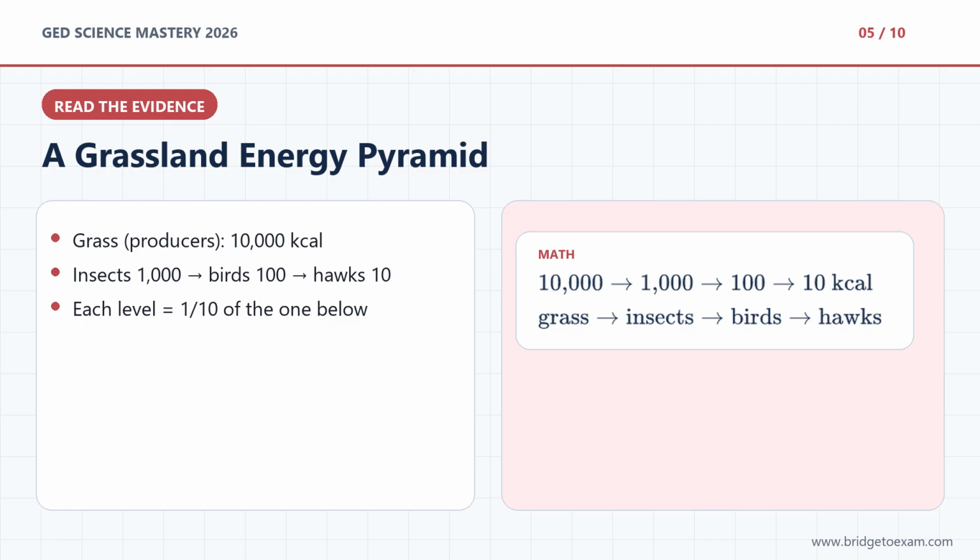Let's read a real GED-style data set. An ecologist estimated the energy available at each level of a grassland. The producers, the grass, hold 10,000 kilocalories. The primary consumers, the insects, have 1,000. The secondary consumers, the birds, have 100. And the top consumers, the hawks, have just 10 kilocalories. Read those numbers going up: 10,000, 1,000, 100, 10. Each level is 1/10 of the one below it, a perfect picture of the 10% rule.